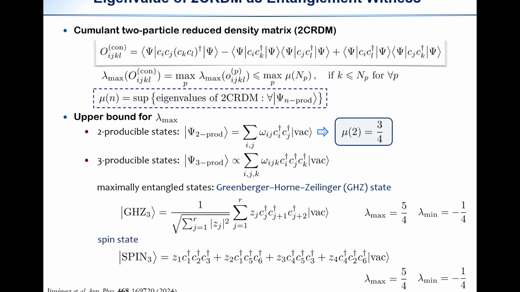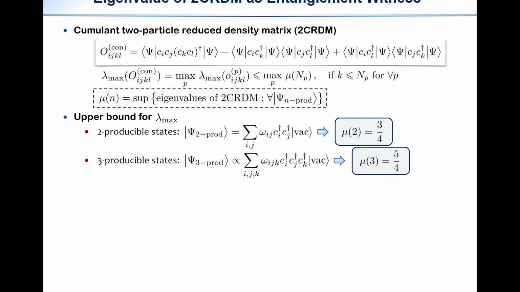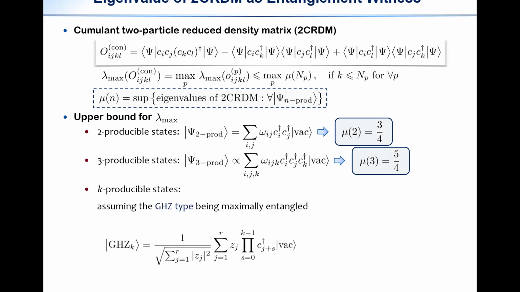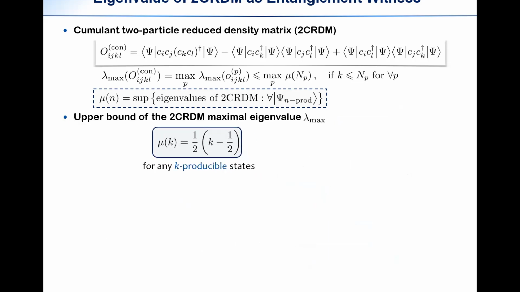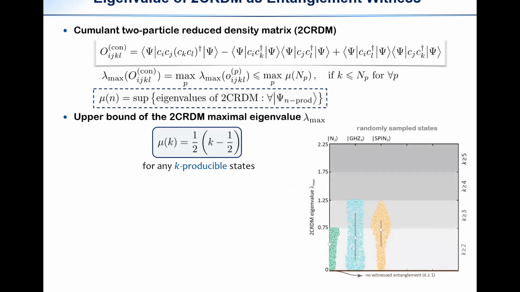So for 2-producible states, you don't mean the system has only 2 electrons. Well, the block has only 2 electrons. So the system can have infinite electrons. So we can generalize to any k-producible state in the same way. Mathematically, we can prove that the upper bound increases with k as k/2 minus 1/2, for k larger than 2. For k equal to 0 and k equal to 1, it's actually 0. We found this in a numerical experiment.